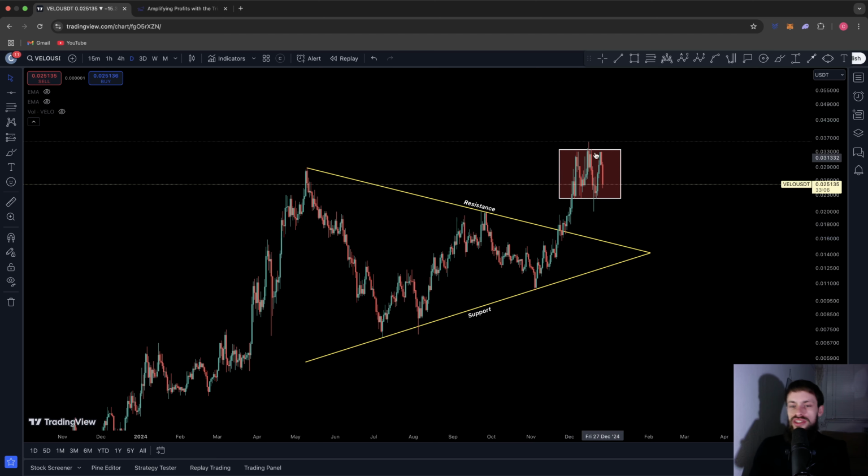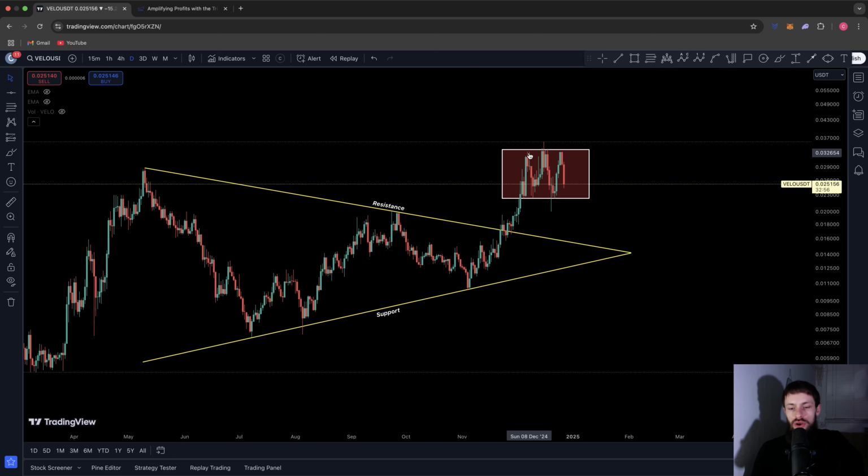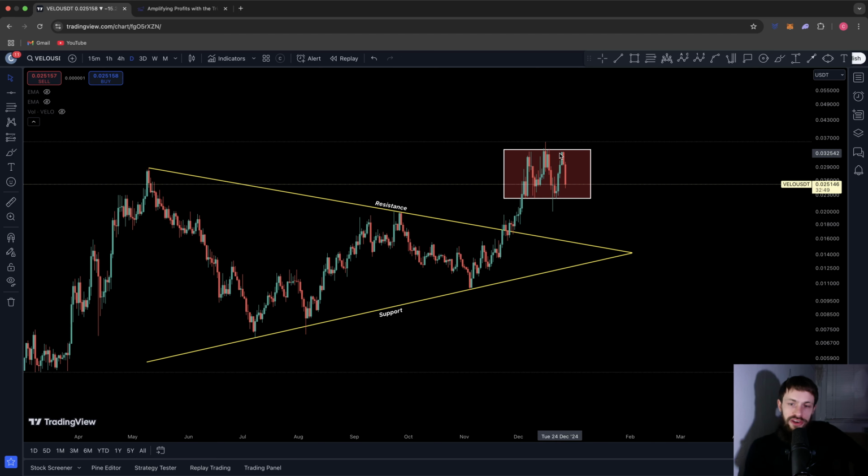But what you'll notice is in this square zone, we've run into a bit of a sell wall at 0.033 around these three little peaks that we've had over the space of, well, throughout December, we've just been really choppy and we've struggled to take out the 0.033 high.